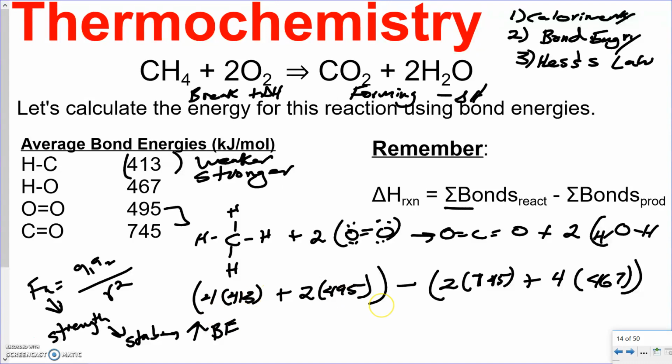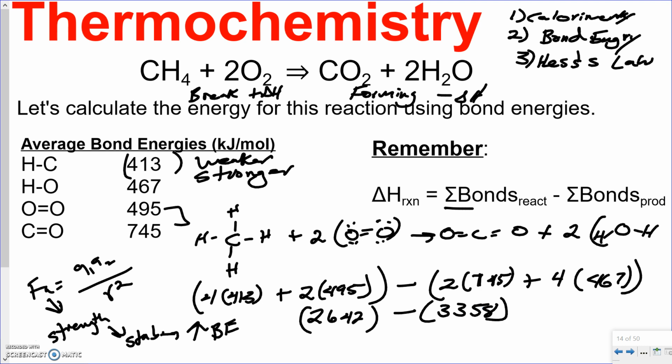Okay, so when we go through and do this math, easy peasy math here. We have 4 times 413 plus 2 times 495. And I always do this in steps because otherwise I end up doing something stupid with my numbers and subtracting the wrong thing or adding the wrong thing. Okay, and that is now going to subtract 2 times 745 plus 4 times 467, which is going to be a value of 3,358.